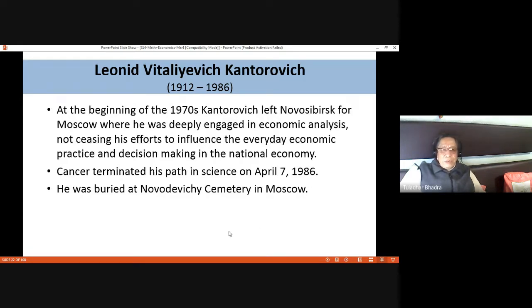At the beginning of the 1970s, Kantorovich left Novosibirsk for Moscow, where he was deeply engaged in economic analysis, not ceasing his efforts to influence the everyday economic practice and decision making in the national economy. Cancer terminated his part in science on April 7, 1986. He was buried at Novodevichy Cemetery in Moscow. This is a cemetery where only prominent people are buried.